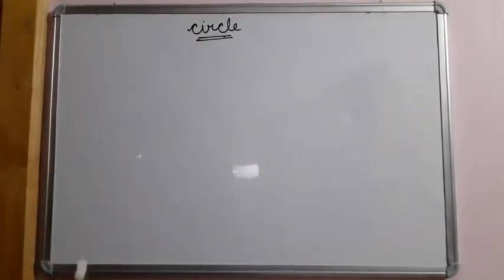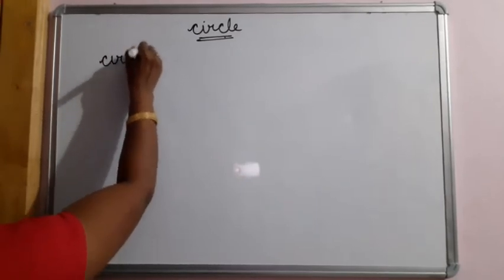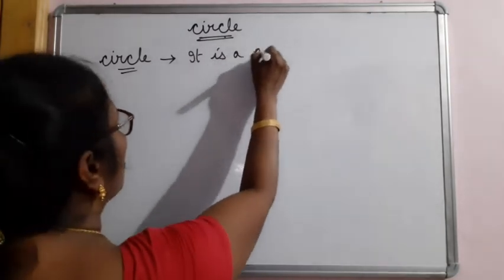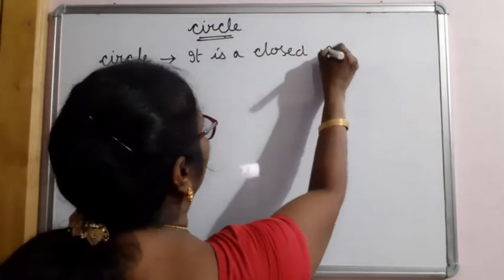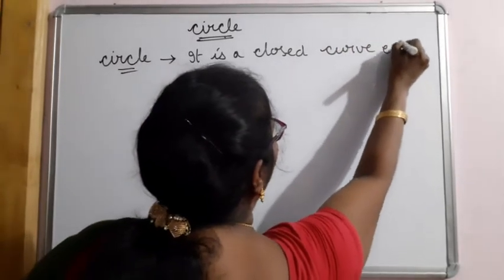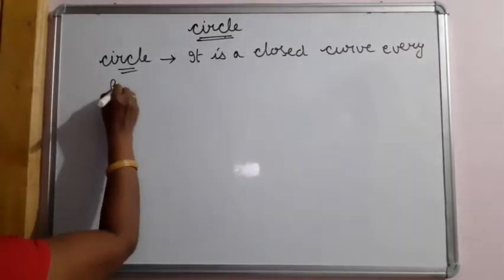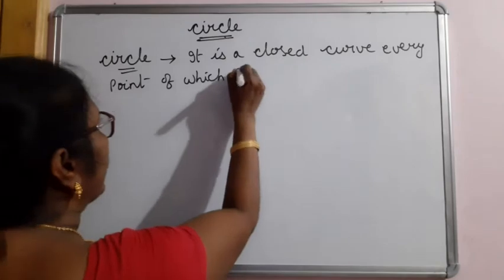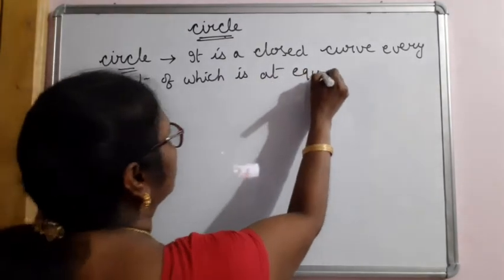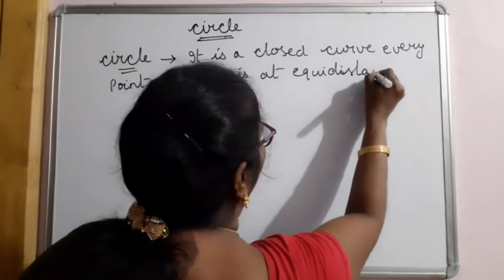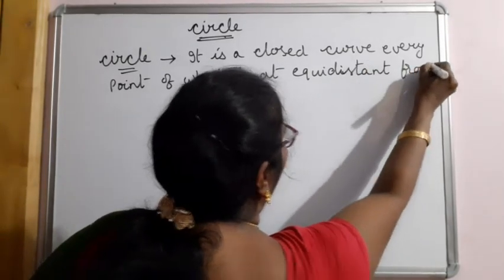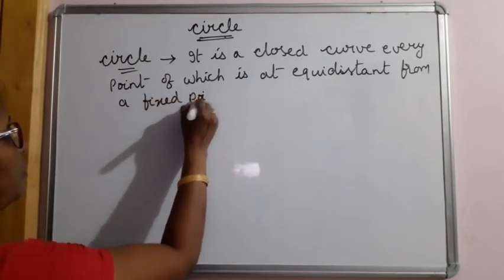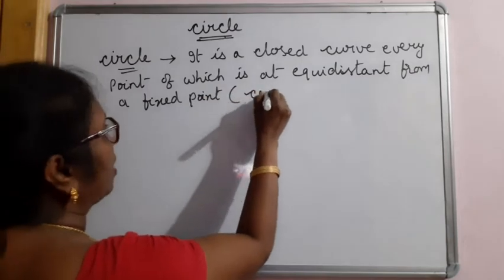A circle is a closed curve. It is a closed curve, every point of which is at equidistant from a fixed point, which is called the center of the circle.